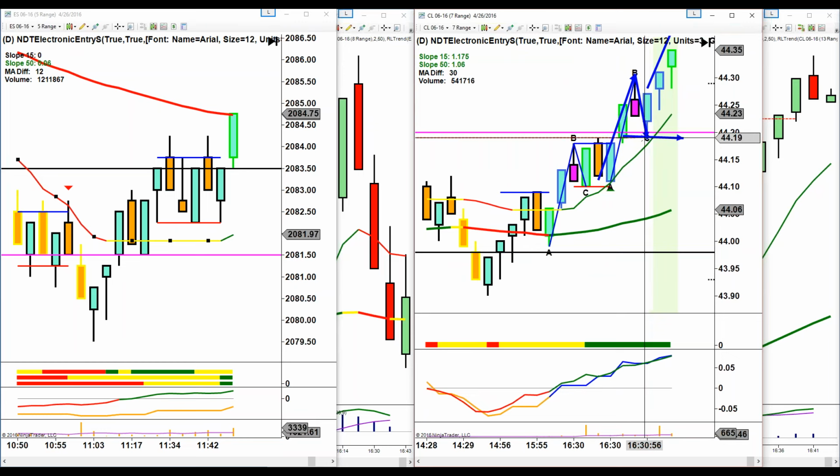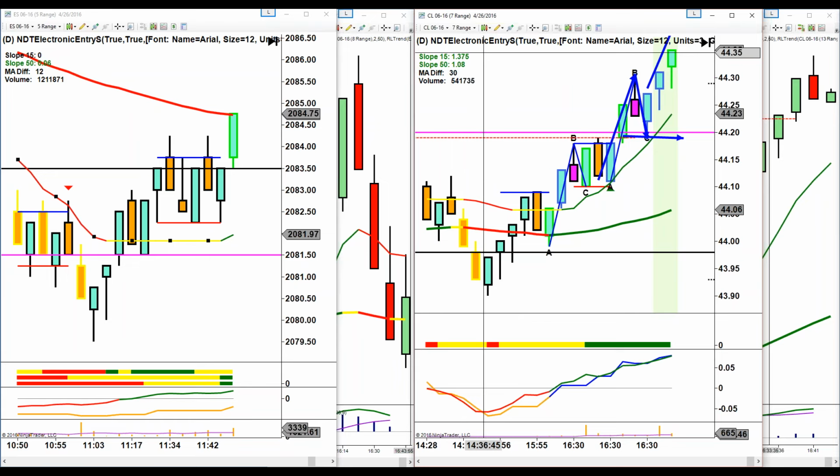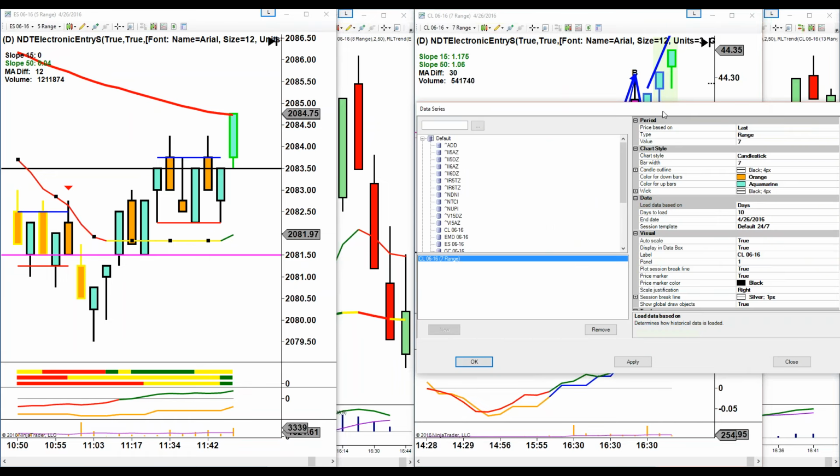Now, what I wanted to do on what you see at the bottom of the chart, now I like to look at the 13 range as well as the 8. Whoops, this is still a 7. Let me change this back to 8.